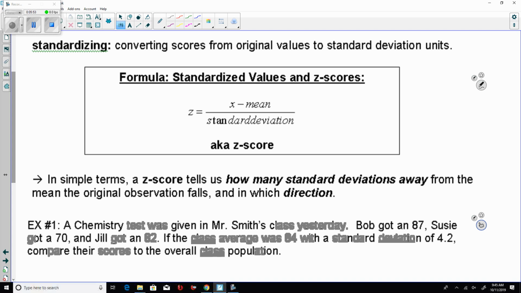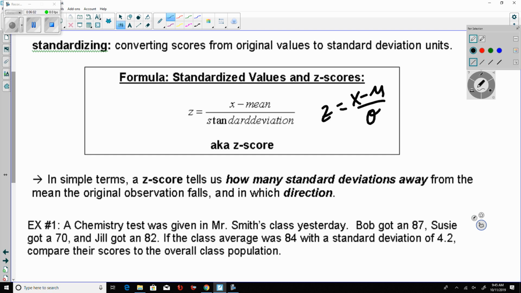Now, in the book, it has z equals x minus mu all over lowercase sigma. That's fine. Or it could be z equals x minus x bar all over s.